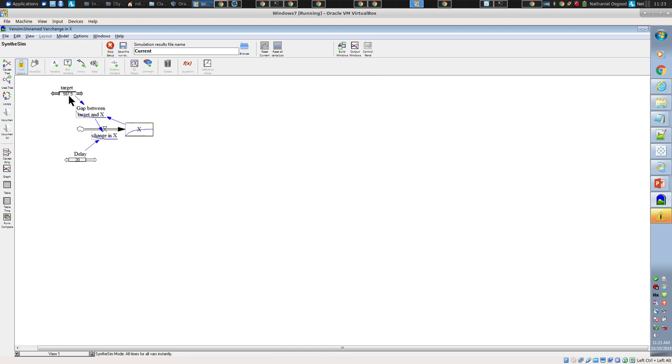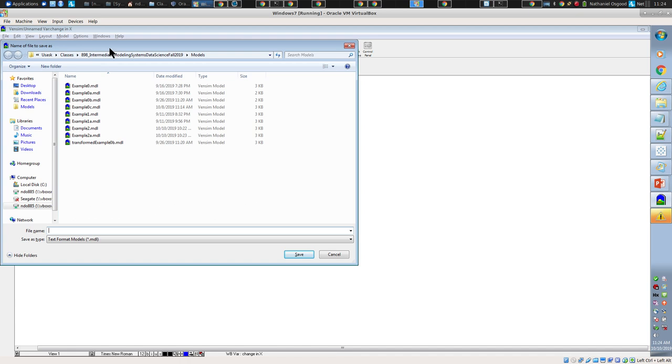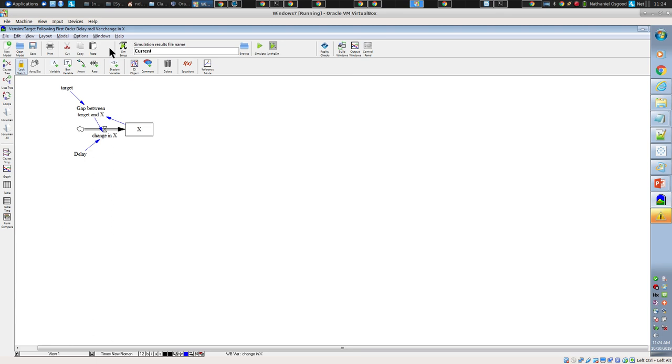And if I move the target, this is going to go up and down here. The value of x will approach the target, okay? It'll approach it over time, right? And events in AnyLogic, you could actually run it out over time and then adjust it, and it will follow the new value, et cetera. So you could actually see it over time. So we'll call this target following first order delay. Okay.